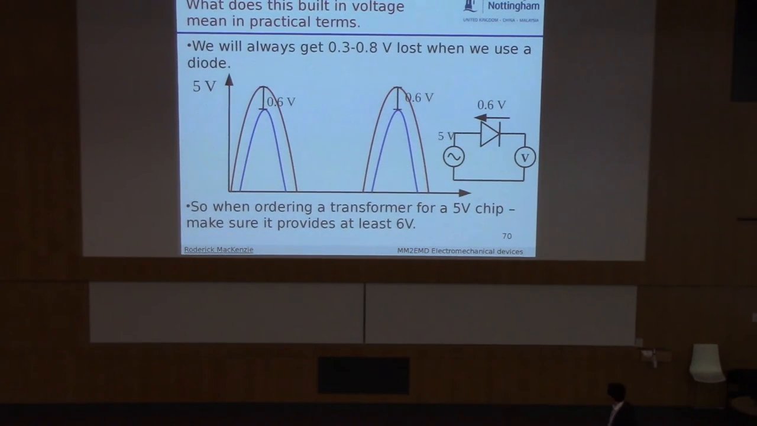So when you're designing a power supply, make sure the transformer can supply a bit more than you actually need, because the diodes are going to suck up 0.6 volts, then your voltage regulator is going to suck up a bit more.